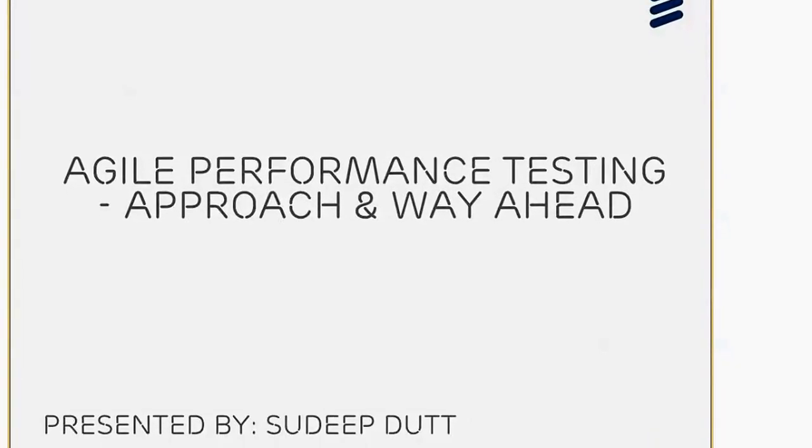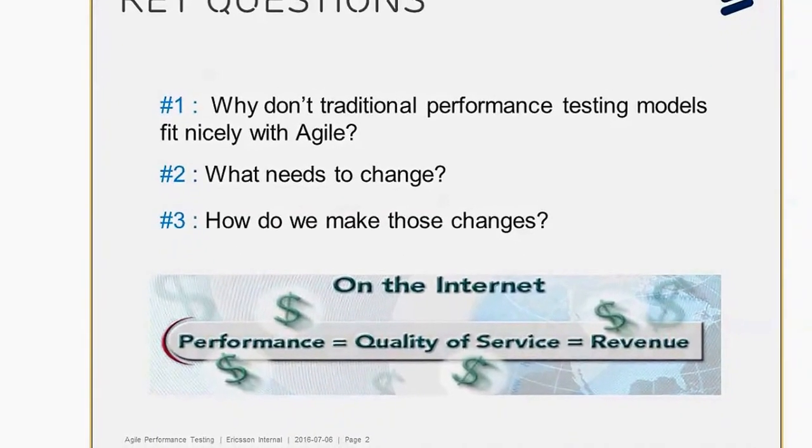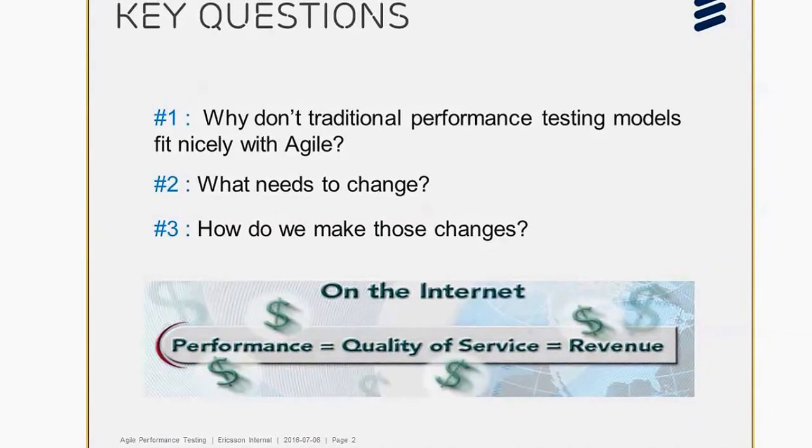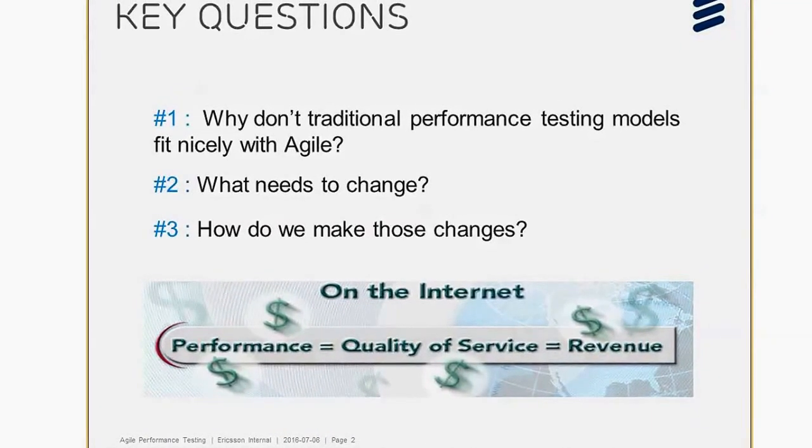So, starting with, there are a few key questions on what needs to be done first. First is why don't the traditional performance testing models fit nicely with Agile? That we need to look into. What needs to change? How do we make those changes? This we need to look into.